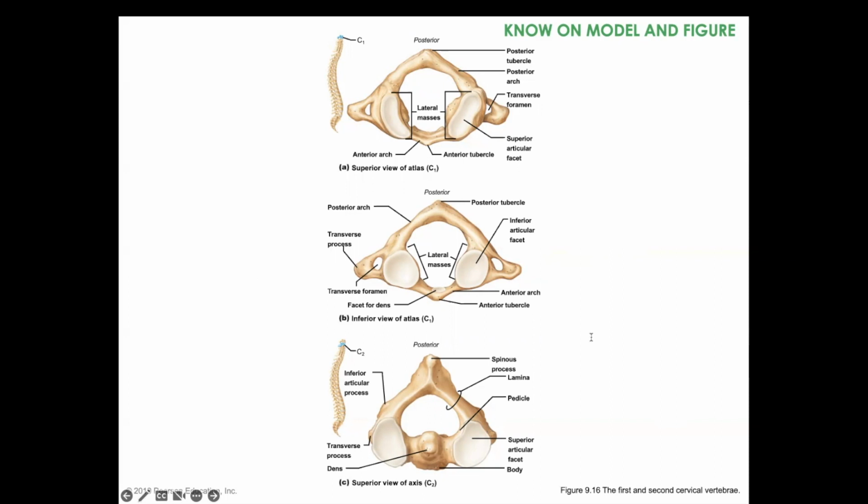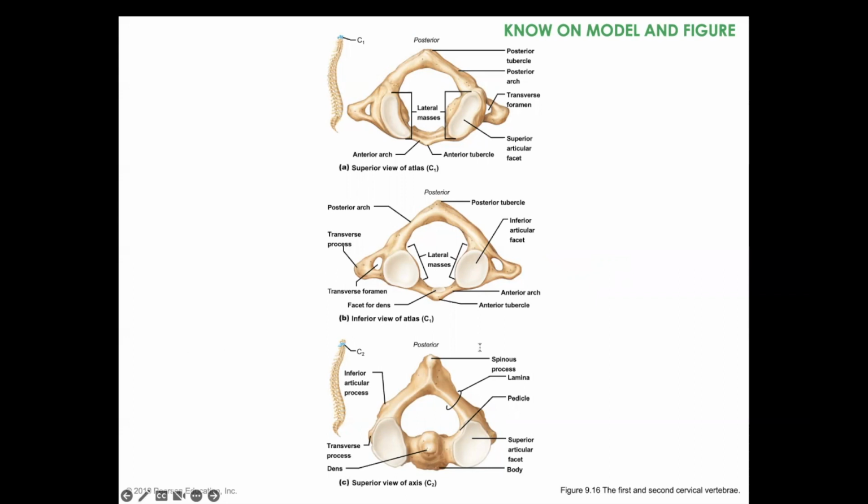So at the top, you have a superior view of C1, which is also called the Atlas. If you know anything about Greek mythology, Atlas was the guy that pissed off the gods and they made him hold up the earth. So the Atlas is what holds up your head. And then in the middle, we have an inferior view of C1. And then the bottom image is a superior view of C2, also called the axis. And these two are really important because they're going to be what allows your head to rotate.